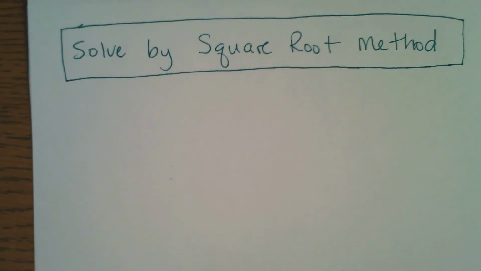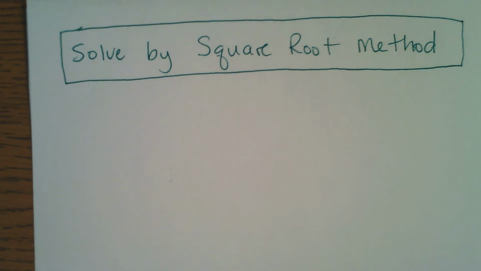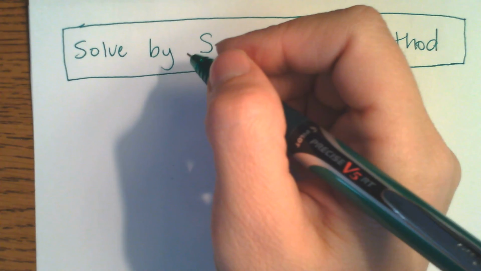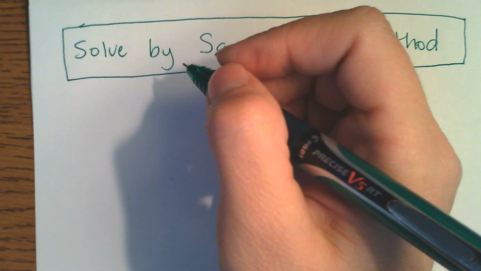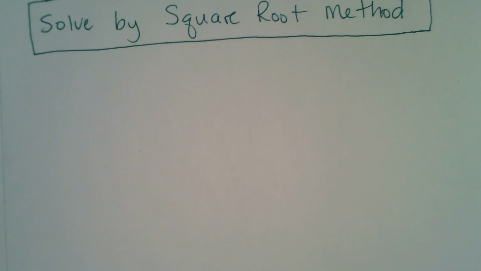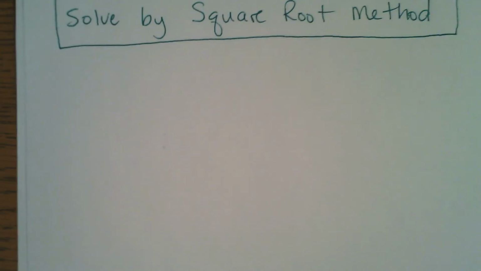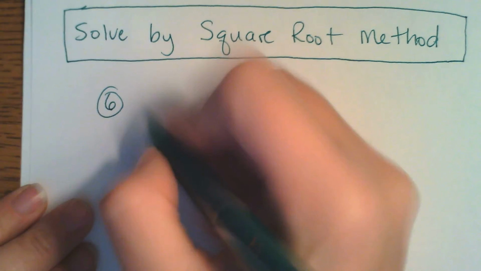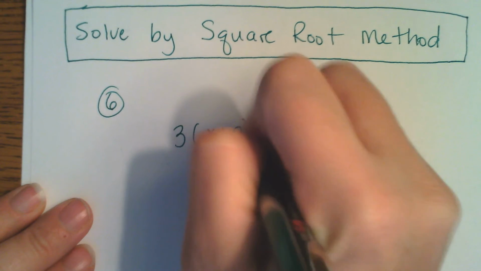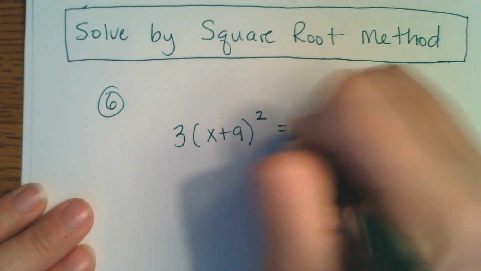All right. So then the last section is the solve by square root method. And those problems look like these. What number problem is this for you guys? Is this number 6? Okay, thank you. All right, so let's do 3x plus 9 squared equals 12.